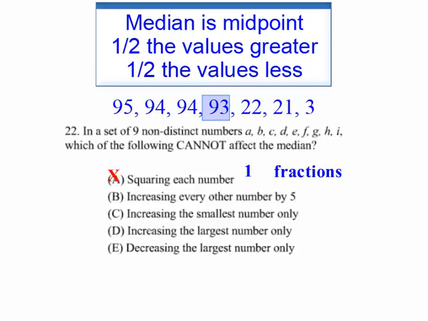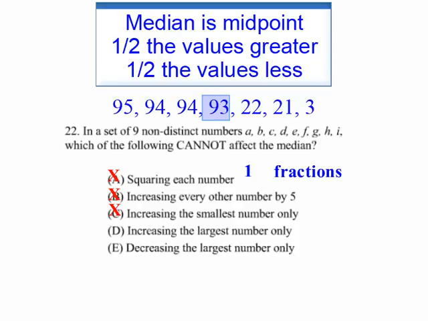If we increase every number by 5, of course that could change it, because if there's a number less than 5 away from the median, that would have an impact. Increasing the smallest number only. Yeah, as in our case where we had 95, 94, 94, 93, 22, 21, and 3, if we increase 3 by 100, that changes the median.